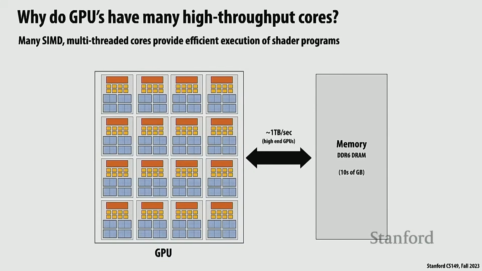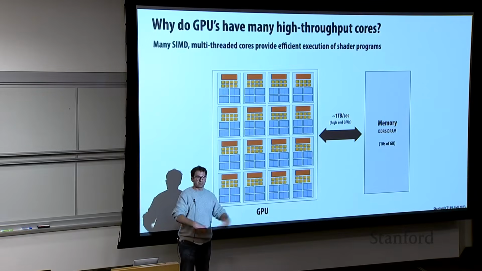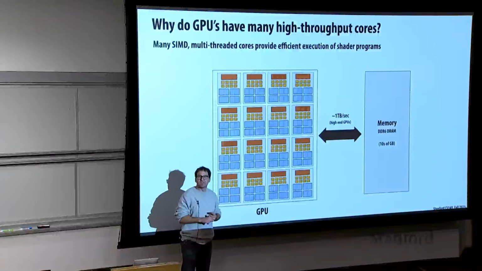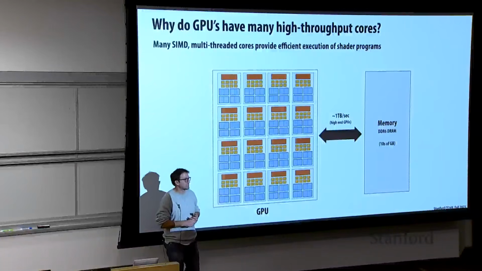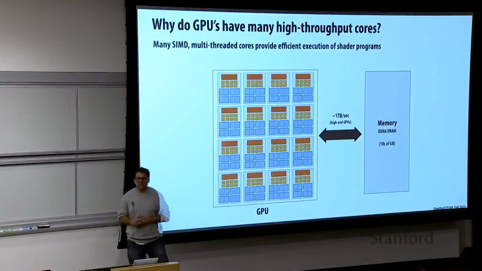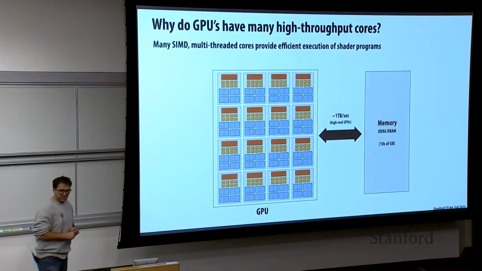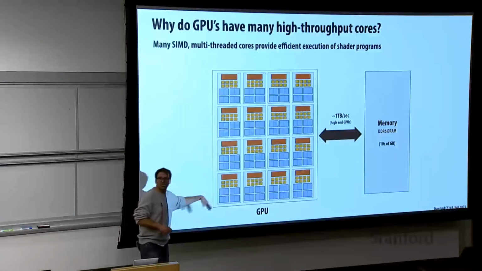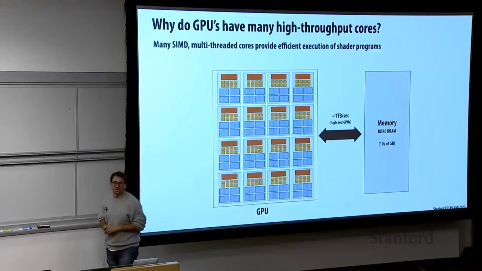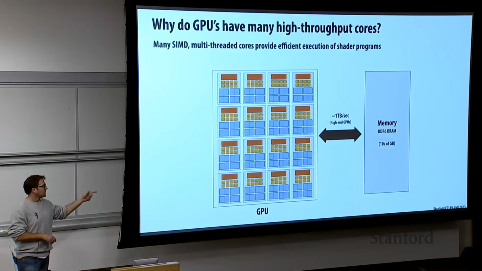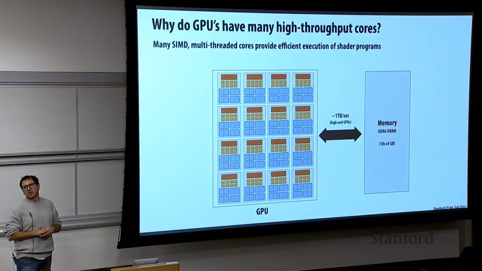And so the reason why GPUs started adding multi-core and adding SIMD is because they had to process a 4K image, millions of pixels, and do it 60 times a second or more. They've got to get through hundreds of millions to billions of pixels per second. So they added more and more cores and more ALUs in order to compute the color much more quickly.